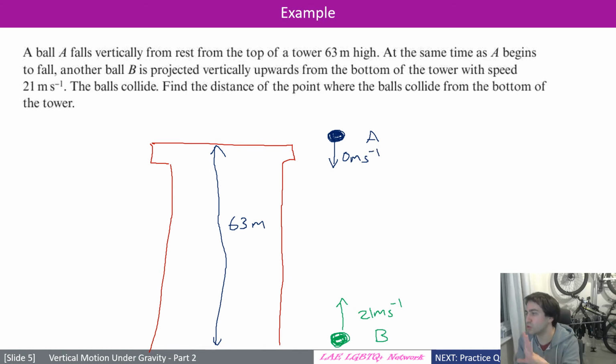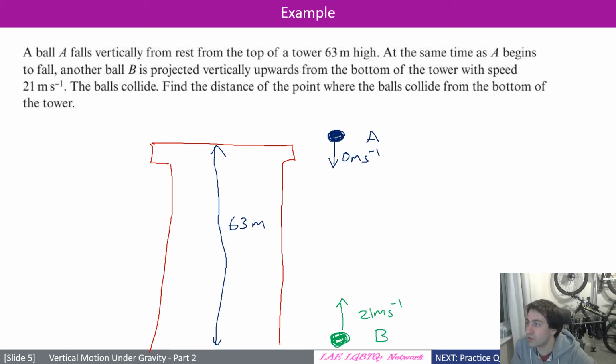So this picture I'm drawing is the initial conditions. And as you can imagine, because of gravity, A will start falling down, and B is initially going up, though gravity will eventually slow it down. But at some point they hit each other.